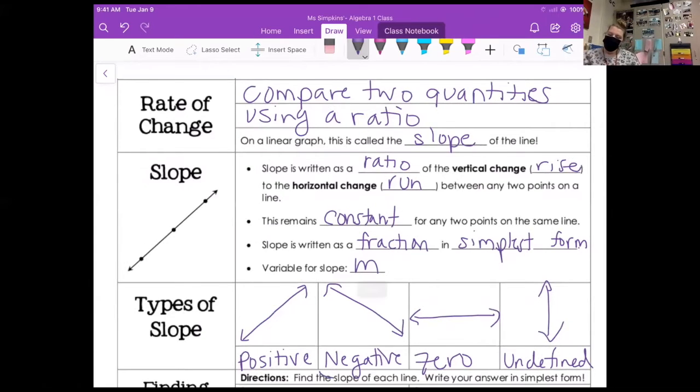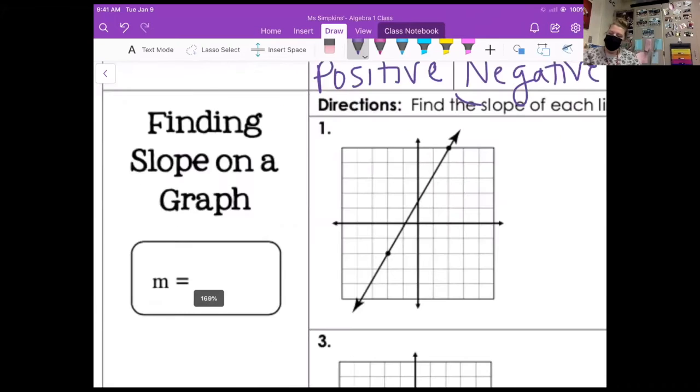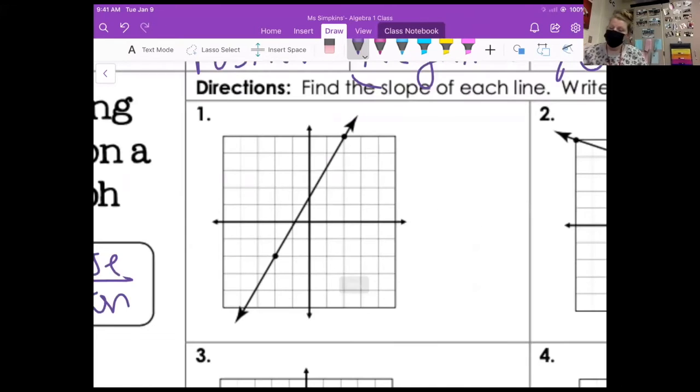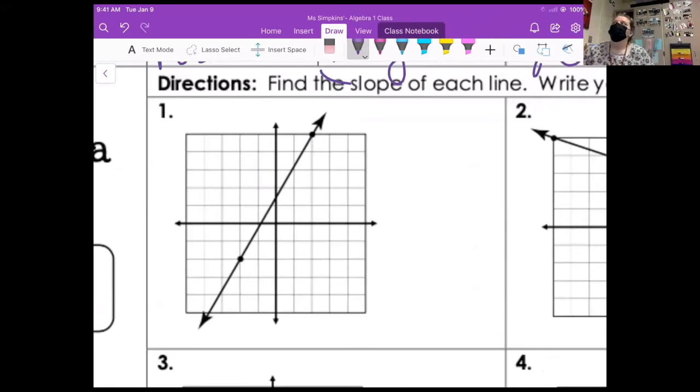Find the slope of each line. Okay. So remember, for us to find slope, it's rise over run. So before we do anything, what type of slope is number 1? Positive, yes, because if we're looking left to right, it's going up. I was nice to you and I put points on this line. I want you to put your mouse on the leftmost point, which is here.